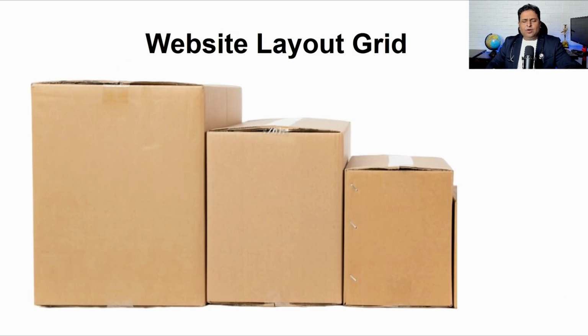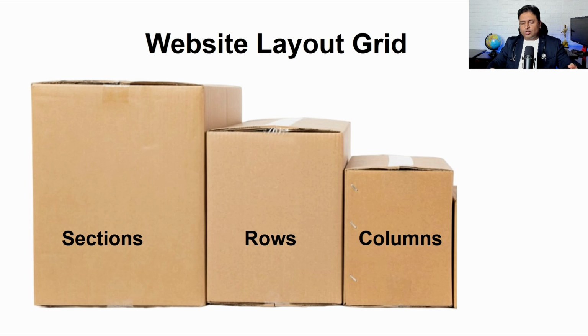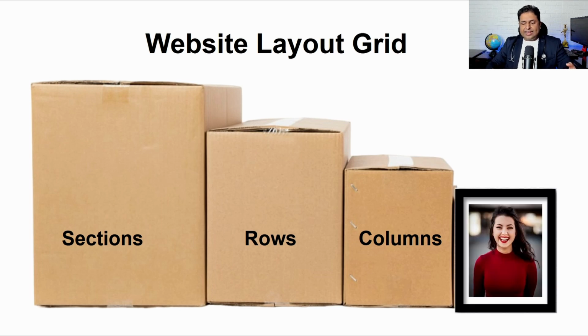Now let me give you one more idea here. The 3D boxes, we're going to remove one by one. You have a big box which is called sections, then we can have multiple rows, which is the next box, then you have columns inside that, and then you can add an image, which is called an element, or a text or a carousel or whatever. You have multiple elements, which I'll show you in the next slides. Okay, this is how the entire website grid layout would look.